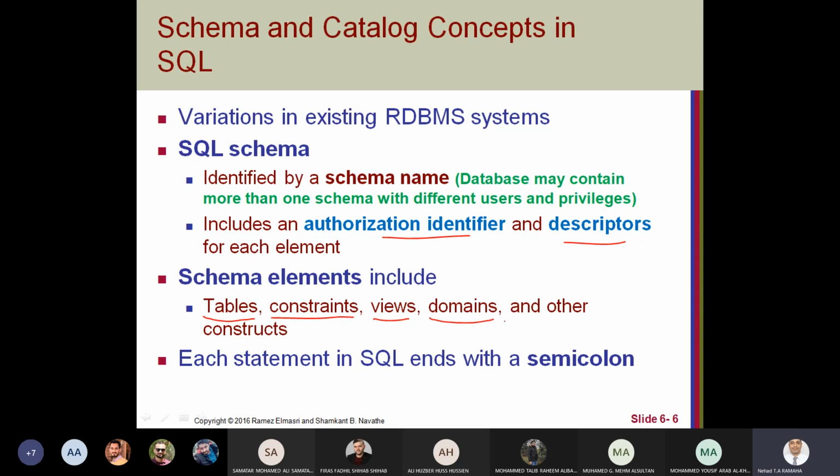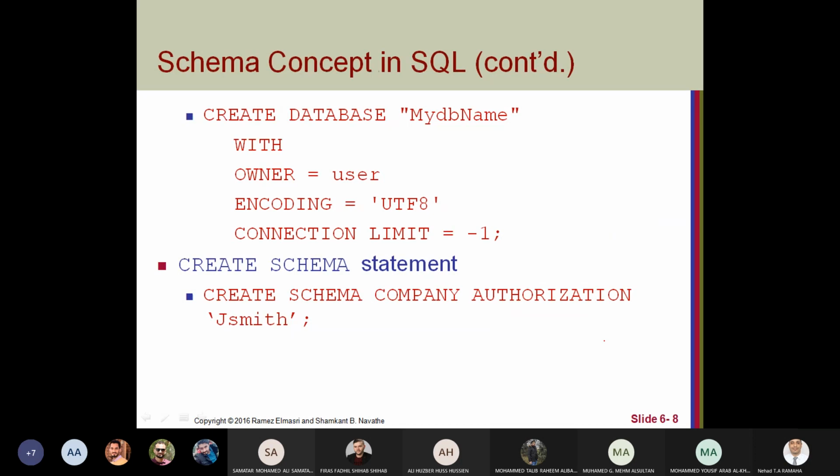Each statement in SQL should end with a semicolon. So here, to create a database, we could use this form: create database and the database name. Then we will give some information about the database after WITH. This means with these attributes or these options. Owner, we will have the user here.